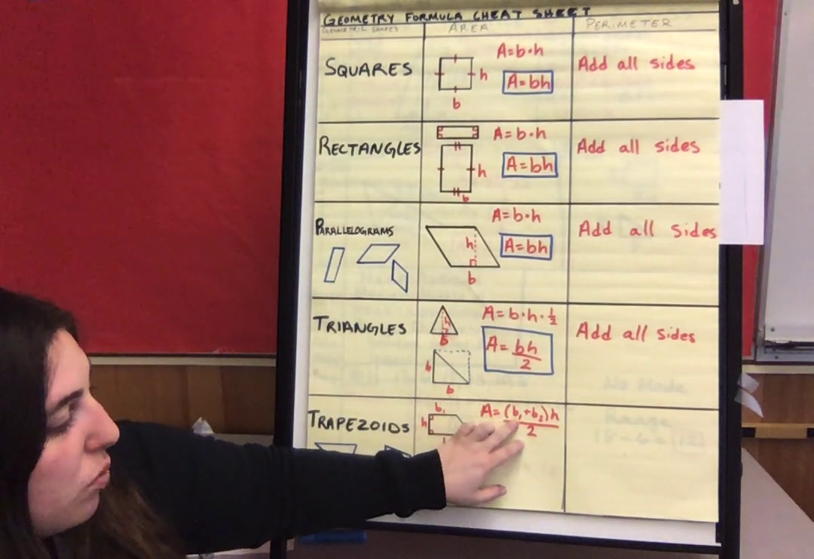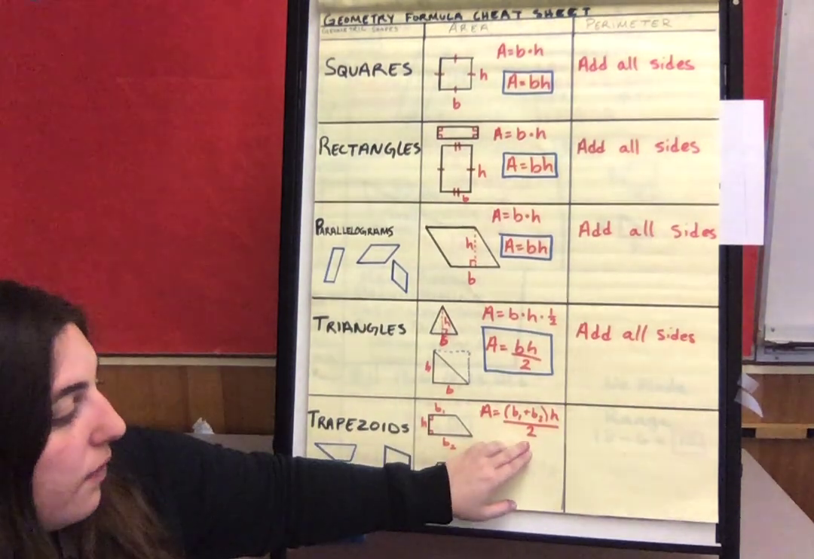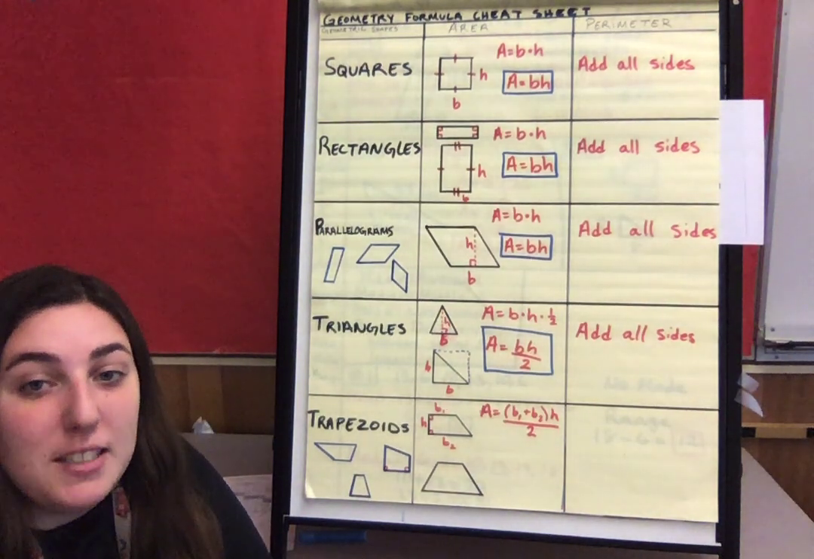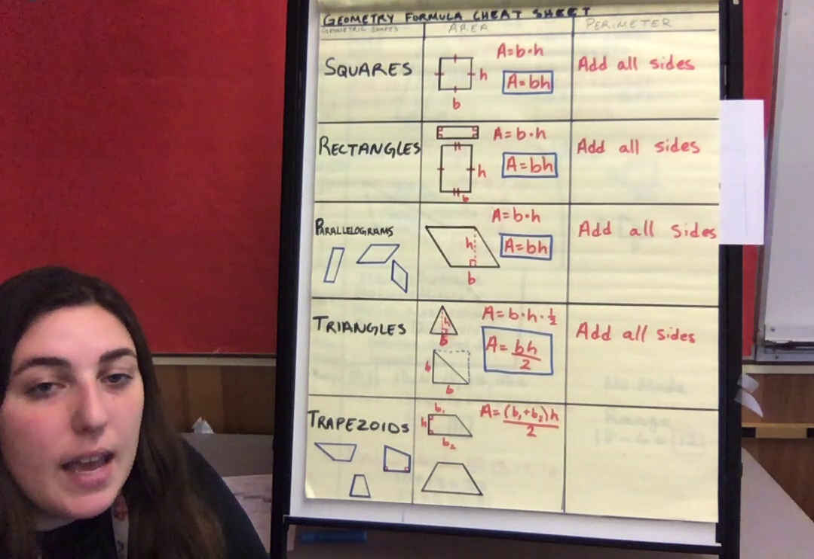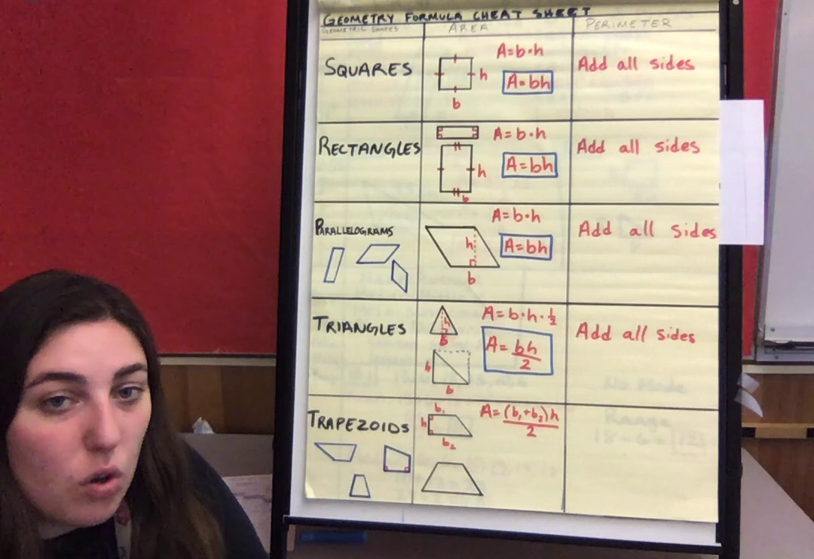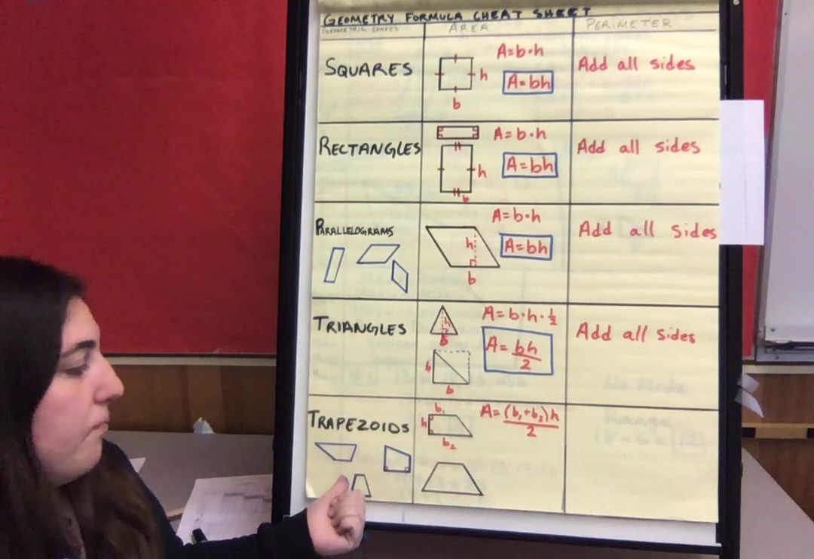Area equals base 1 plus base 2 times the height divided by 2. Try to memorize it, okay? It's going to be on the worksheet, so you will be reminded, and on every single problem on the worksheet, you have to write the area. So hopefully by the end, you know what the area formula for a trapezoid is.